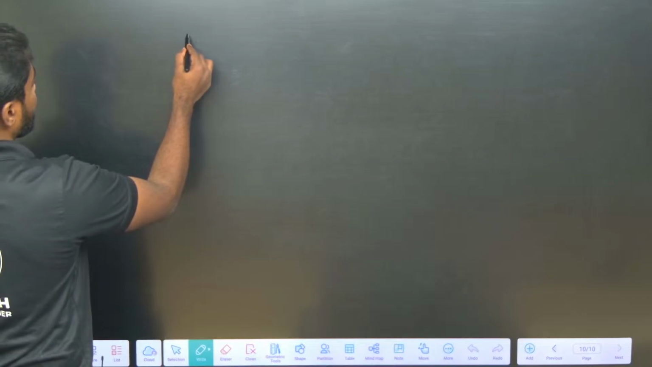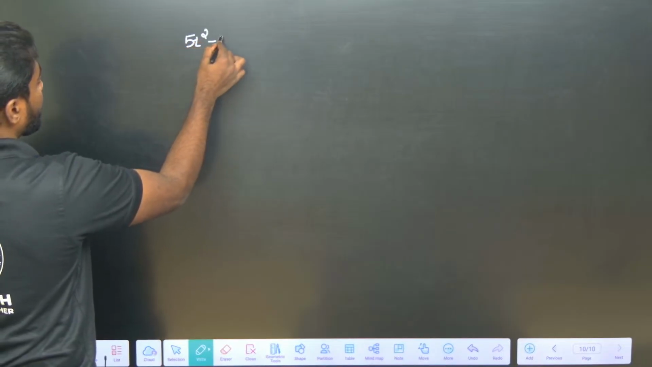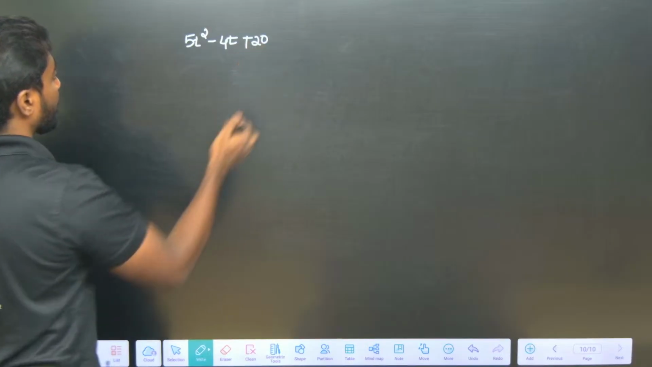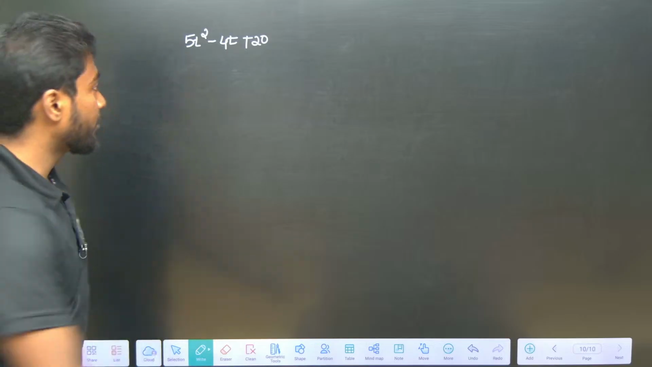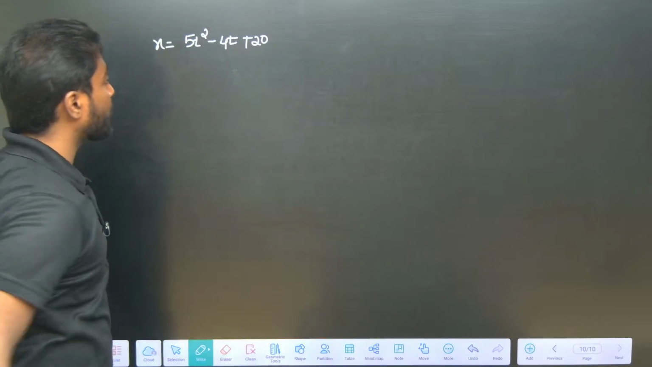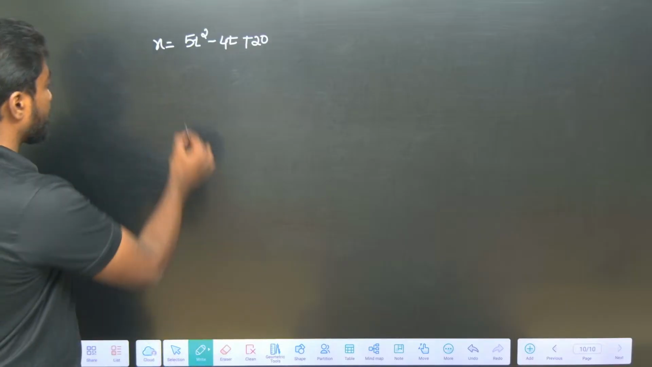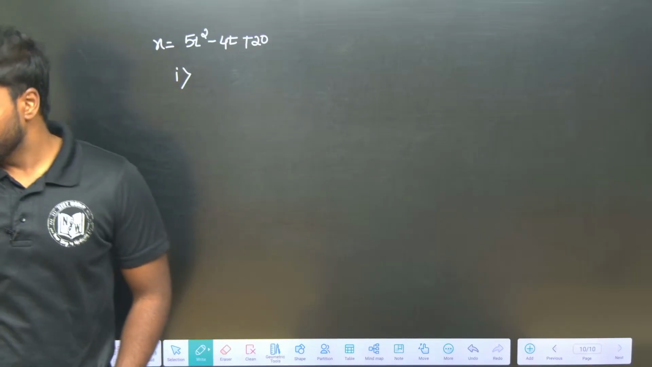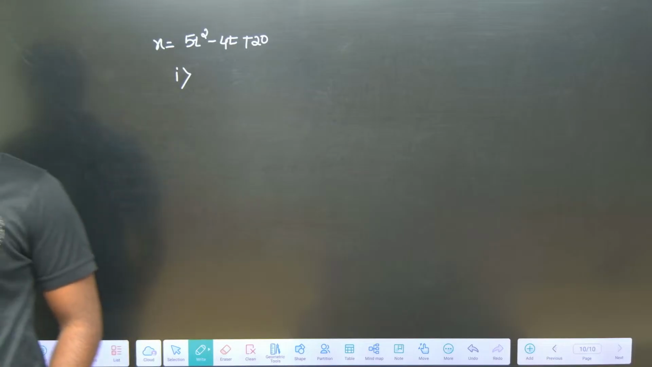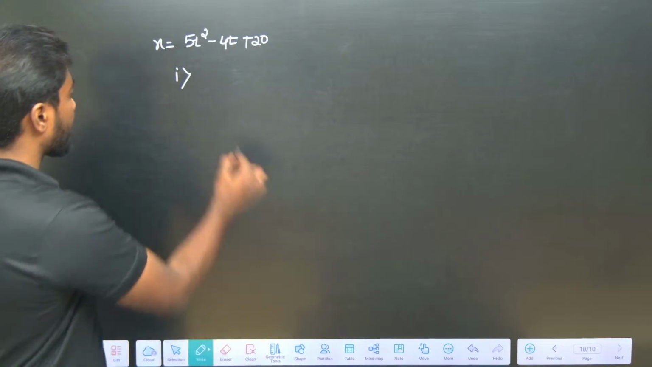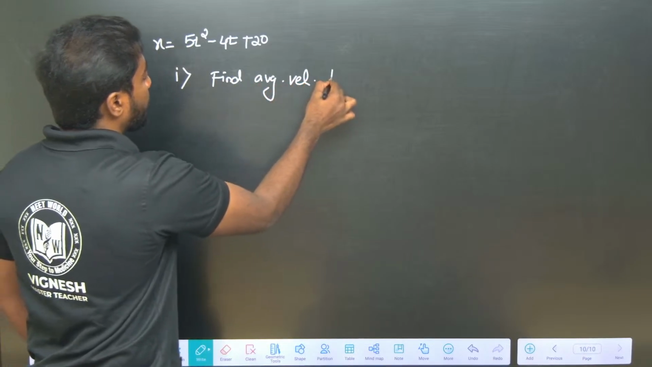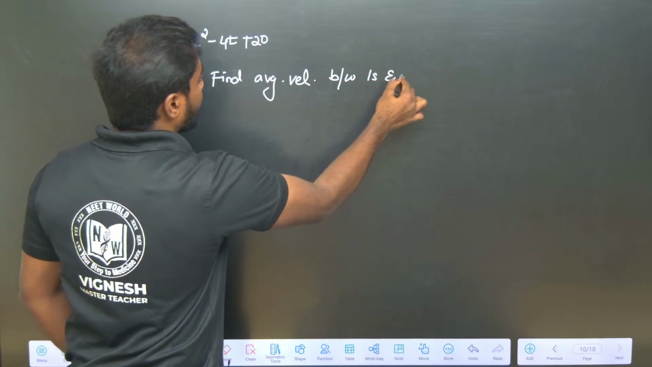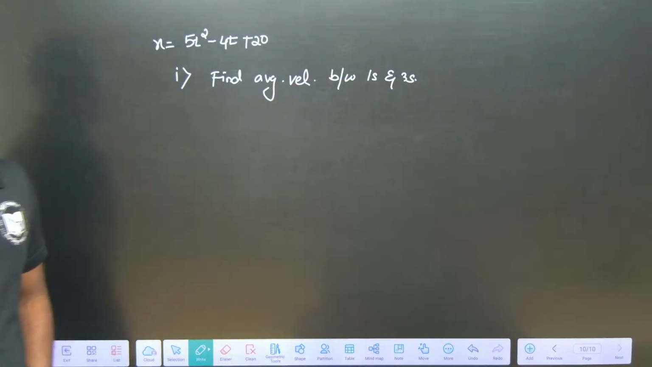Okay. So the next question is given as: x is equal to 5t square minus 4t plus 20. The first question: find the average velocity between 1 second and 3 second.